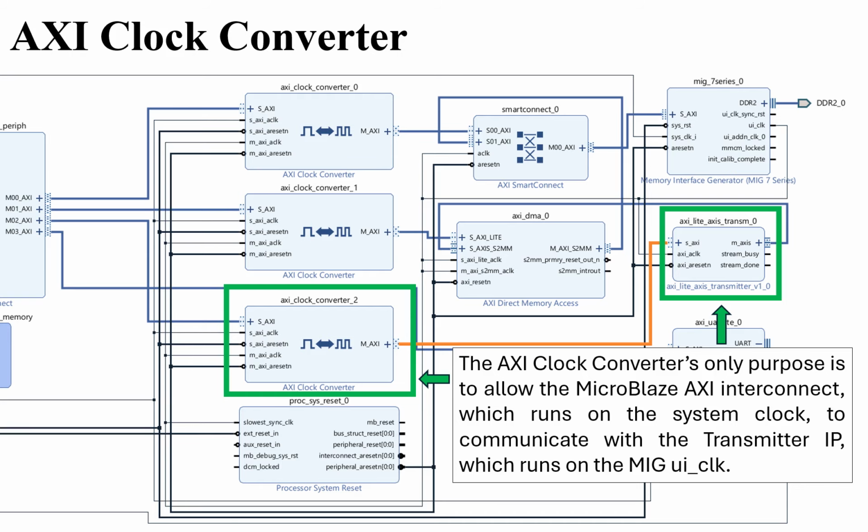The last change is to add in another AXI clock converter block. The AXI clock converter's only purpose is to allow the MicroBlaze AXI interconnect, which runs on the system clock, to communicate with the transmitter IP, which runs on the MIG UI clock.